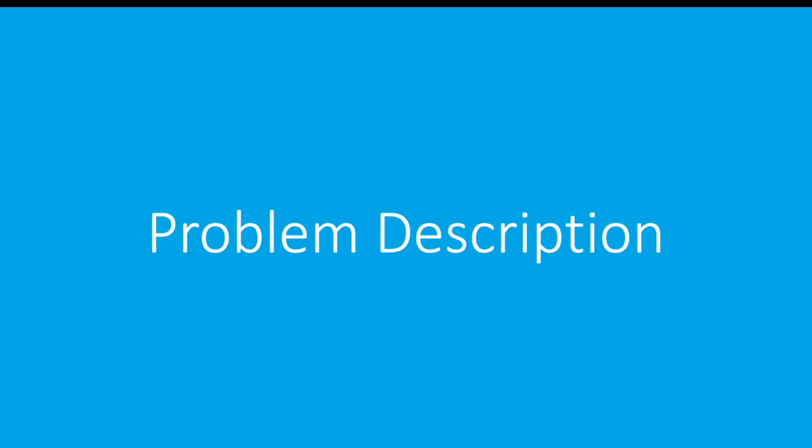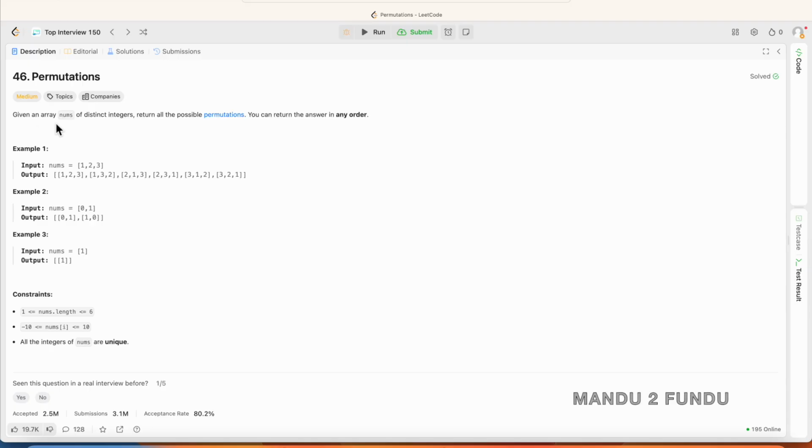In this video, I'm going to discuss the solution to generate permutations for a given input array. Let's look at the problem description. We are given an array nums of integers and we have to return all possible permutations. And we can return the answer in any order.